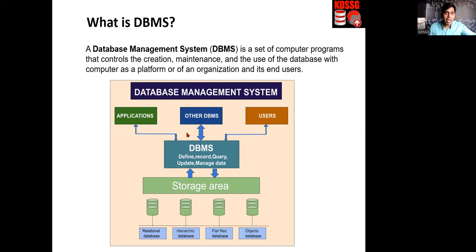Interact means I am telling, hey, I want to store one record. I want to store one employee's information. I want to store my customer information in the database. I can't store directly. We will see a demo for everything. Till that time, if you want to store data in the database, you have to go through the DBMS only.